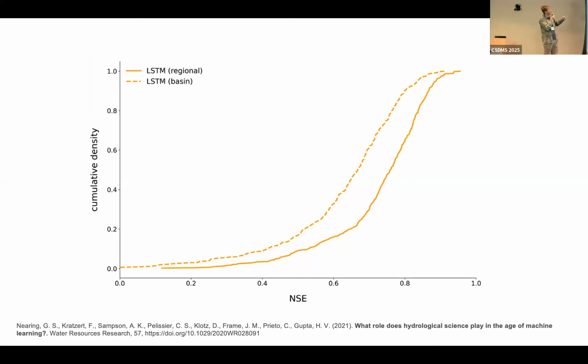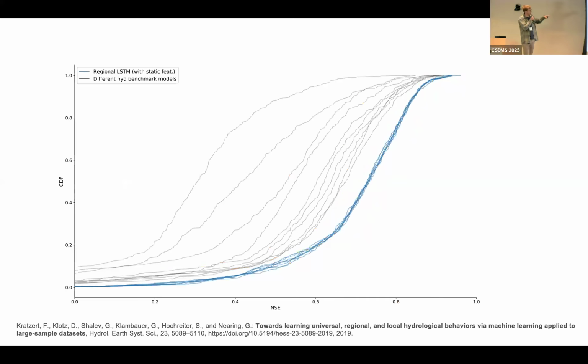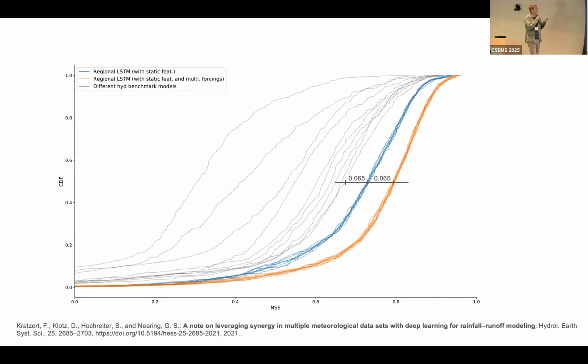So here, this is again the same model. One's trained for each of these locations individually, one's trained on all basins together, and now suddenly the regional model is better. And if we compare this to a series of hydrological benchmarks that we had at the time, you see that here in blue, the LSTM became much, much better. And it was very easy to even improve upon this by just doing something like providing multiple meteorological inputs to the model.